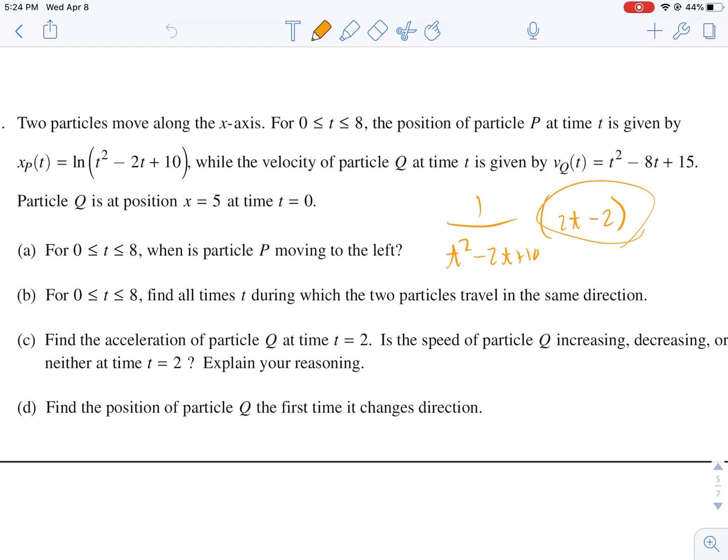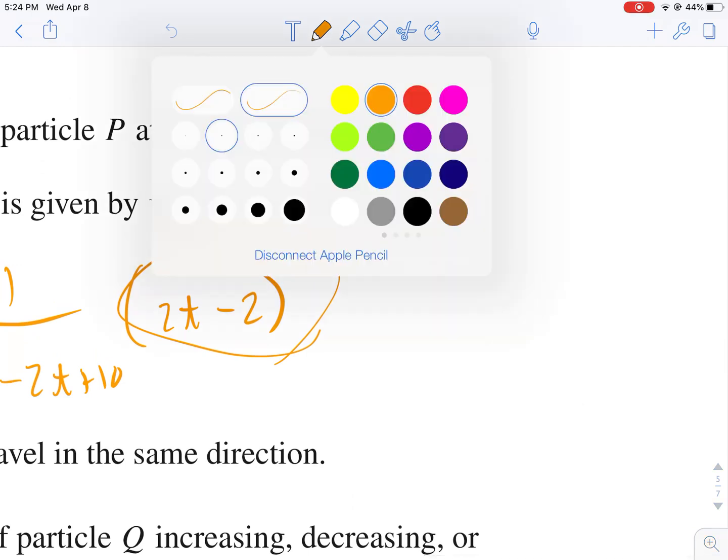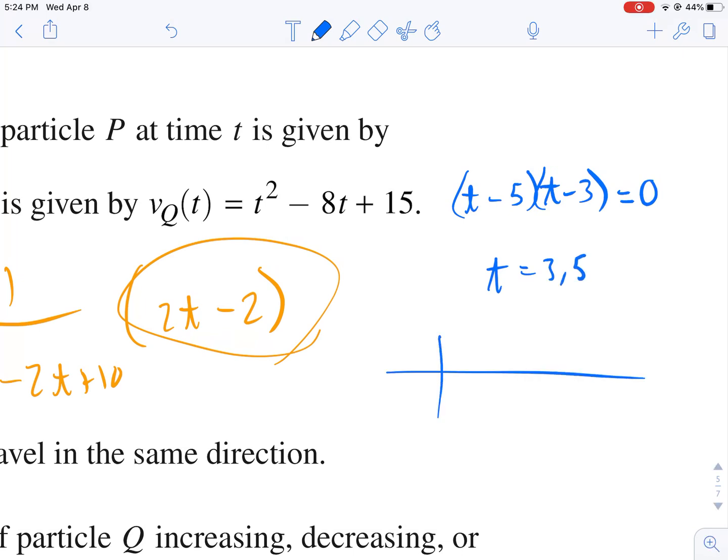Part B, find all times t during which the two particles travel in the same direction. So now we have to know when particle Q is traveling left and right. So this is just (t minus 5) times (t minus 3). This is the velocity function already, so I'm finding the critical points by finding where the velocity is either 0 or undefined. It's never going to be undefined because it's quadratic, so we have t equals 3 and 5 as our critical points. Make a sign chart for that.